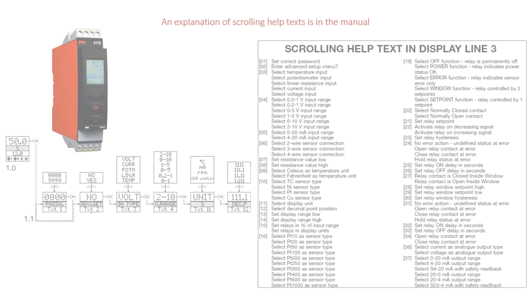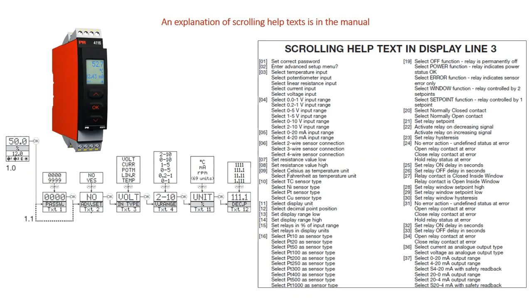In the routing diagram, each menu has an associated text number. For example, this menu has the reference text 12. In the manual is an overview of all configuration help texts which help explain what each menu means.